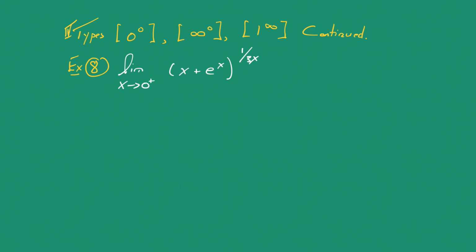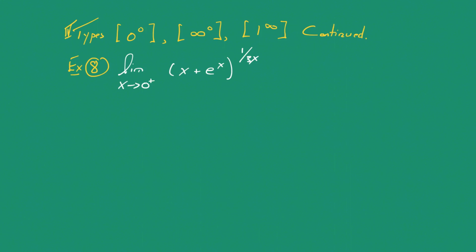All right, in this video, we are going to continue with more examples of evaluating limits of one of these three indeterminate types. So, with example 8, we want to consider this limit here. It's the limit as x tends to 0 from the right of (x plus e to the x) raised to the power 1 over 3x. So let's check to see what type this is. Maybe it's not indeterminate at all.